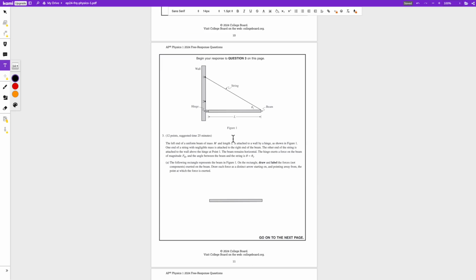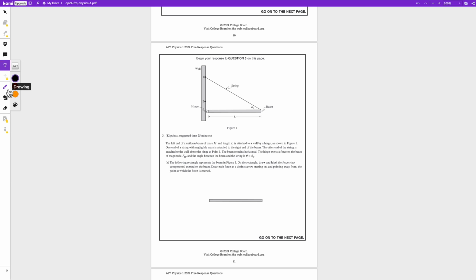Anyways, let's move on to question number 3. You have a beam over here, of mass m and length l, attached to a wall by a hinge. One end of a string, which has negligible mass so we don't have to worry about that, and we have another end of the string attached to the wall above the hinge at point 1. And the beam remains horizontal and the hinge exerts a force of magnitude F_H at an angle theta. So the following rectangle represents the beam in figure 1. So draw all the forces.